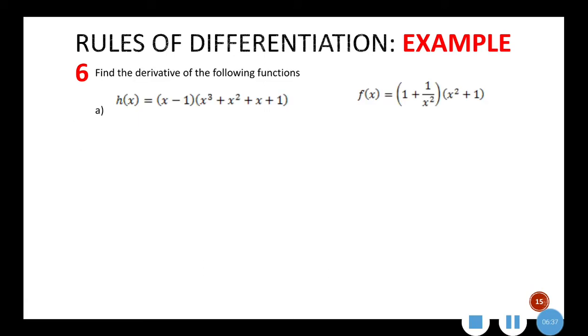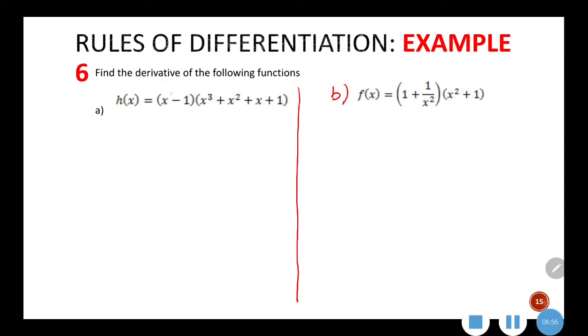Okay, we continue with example 6. Actually there are examples up to A, B, C, D, E, F, if I'm not mistaken. But for this one, because I want space, I just have 2 questions only, A and B. Alright, so we try the first one, hx.